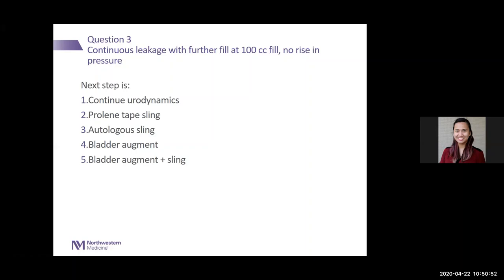So what's our next step? This is poll question 3. Okay. Next step is: continue her urodynamics, put a proline, put a mesh sling in her, do an autologous sling for her, or do a bladder augment and a sling.